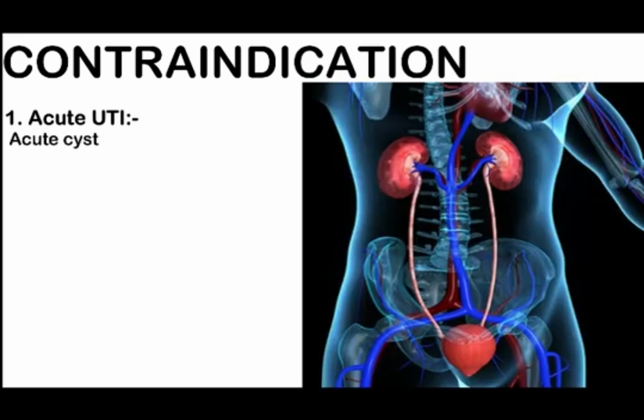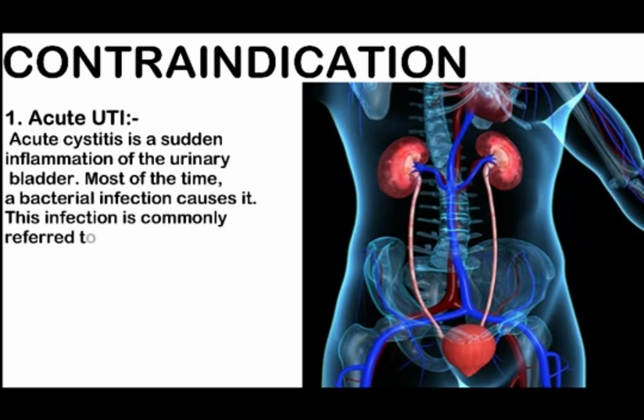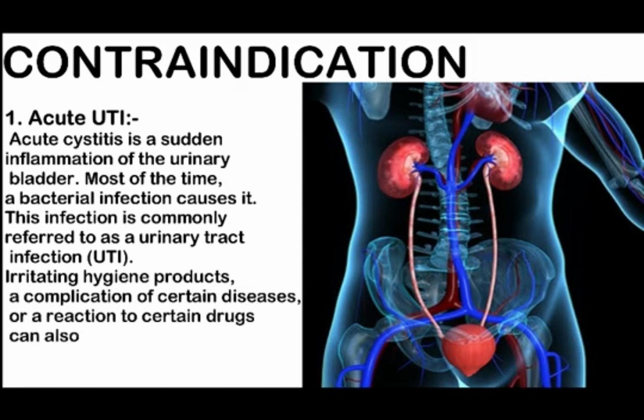When we can't perform this procedure, that is the contraindication. First is acute UTI. Acute cystitis is a sudden inflammation of the urinary bladder. Most of the time, a bacterial infection causes it. This infection is commonly referred to as a urinary tract infection (UTI). Irritating hygiene products, a complication of certain diseases, or a reaction to certain drugs can also cause acute cystitis.